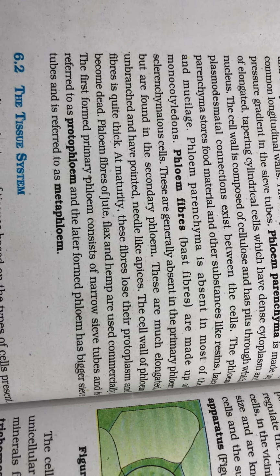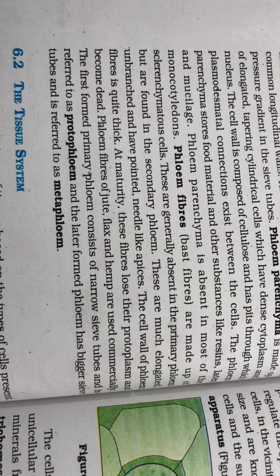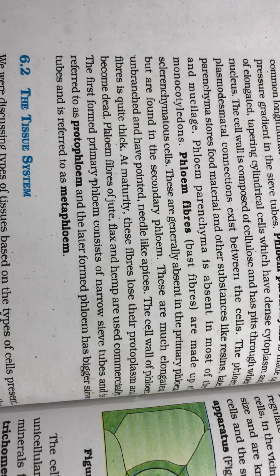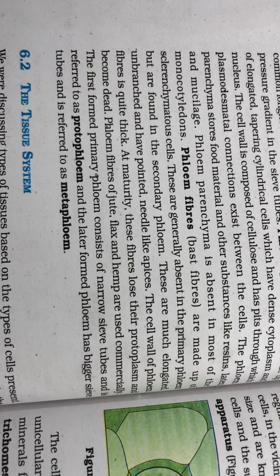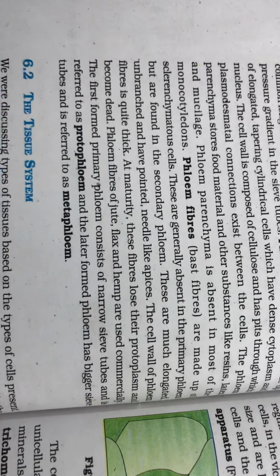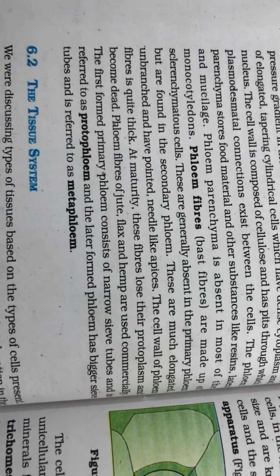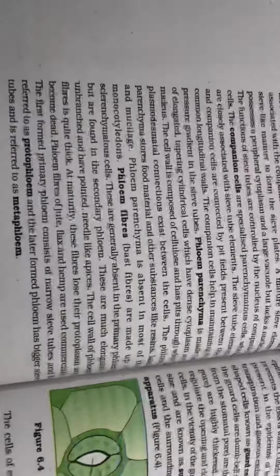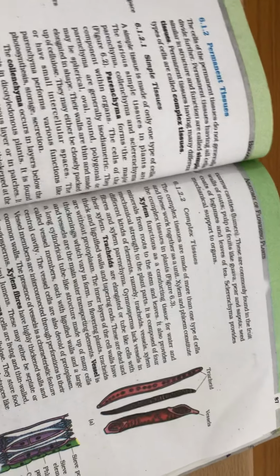The first formed primary phloem consists of narrow sieve tubes and is referred to as protophloem, and the later formed phloem has bigger sieve tubes and is referred to as metaphloem. Just like protoxylem and metaxylem, we have protophloem and metaphloem. Understand? So this is all about xylem and phloem, that is, the complex tissues.